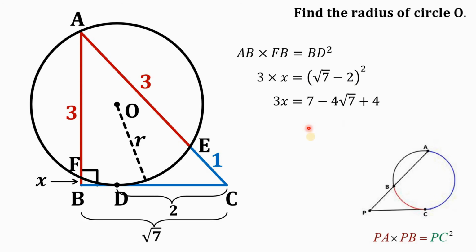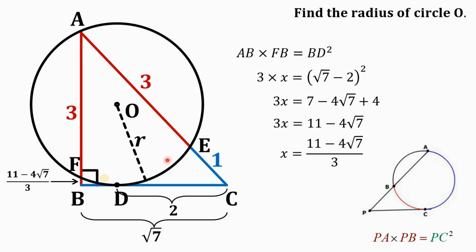We have the square of square root of 7 minus 2. Now, combine like terms and simplify. We have 3x equals 11 minus 4 times square root of 7. Divide both sides by 3. We get that x, or the length of this segment FB, is 11 minus 4 times square root of 7 divided by 3. This is the side length of this segment FB.